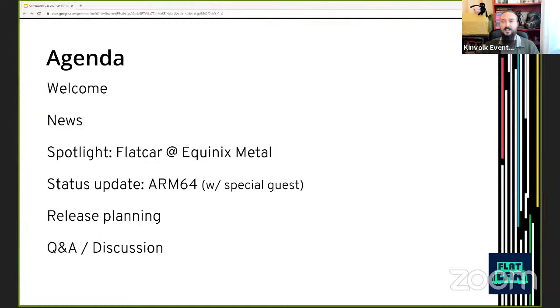We have a guest from Equinix Metal, Andy Holtzman, who will talk about Equinix Metal's use of Flatcar. We have a status update for ARM64, and we have a special guest from Equinix Metal there as well. That's Ed Vilmetti, who will share a few details and plans of Equinix Metal's ARM64 direction. Then we'll have our regular release planning as usual, and at the end, a little bit of QA and discussion.